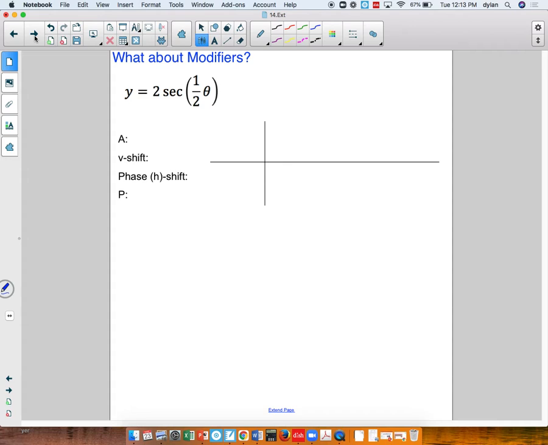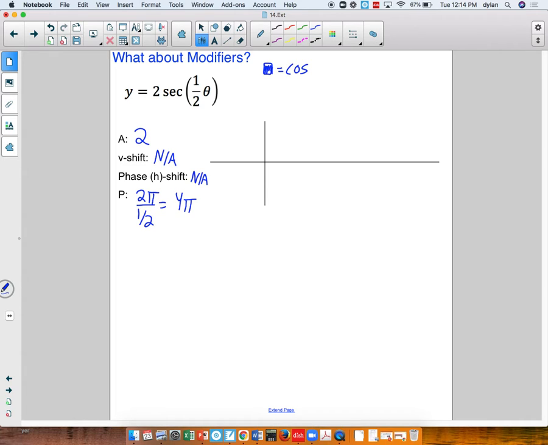So in this case, if we look at this one, our amplitude is 2, because that's the value before the secant. We don't have any phase shifts, either vertically or horizontally. And our period is going to be 2 pi over 1/2, which equals 4 pi. So the way I'm going to graph this is I'm going to start by first graphing the cosine graph. But we're just going to do the 5 key points for cosine.